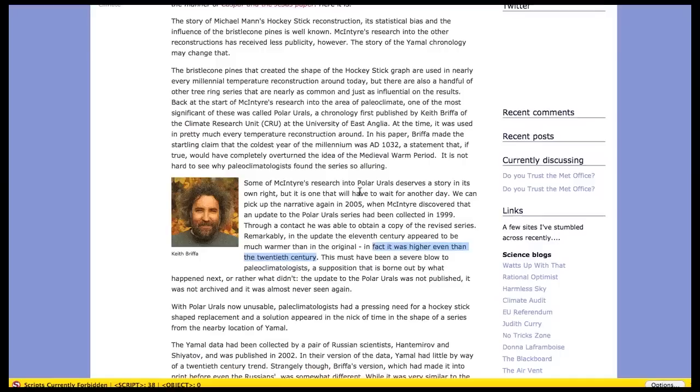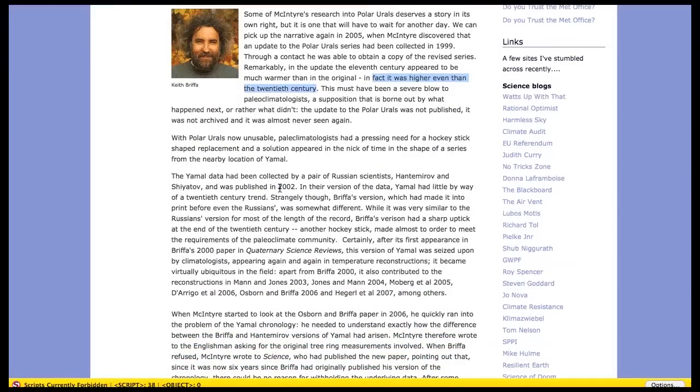They threw out the polar Urals, and they found another tree ring series, one that was published in 2002, collected by two Russian scientists, Hantamirov and Shiatov. And these two Russian scientists published in 2002, but before they even published their Yamal data, which, by the way, had little 20th century trend, there was no particular uptick on the end of their data when they published it, but Keith Briffa, the guy who was mentioned, Keith's data from 1961 in that ClimateGate email, in Briffa's version, somehow it ended up with the sharp uptick at the end of the 20th century. The same data, but for some reason his version comes with that sharp uptick at the end.